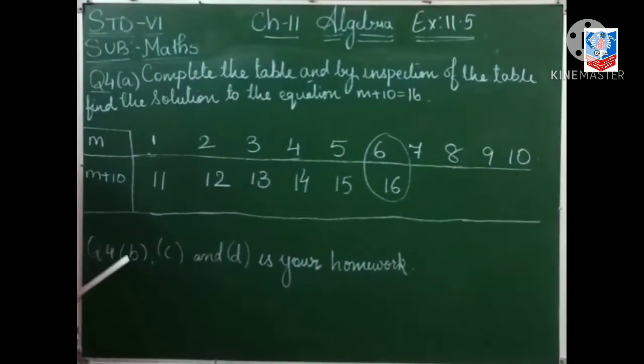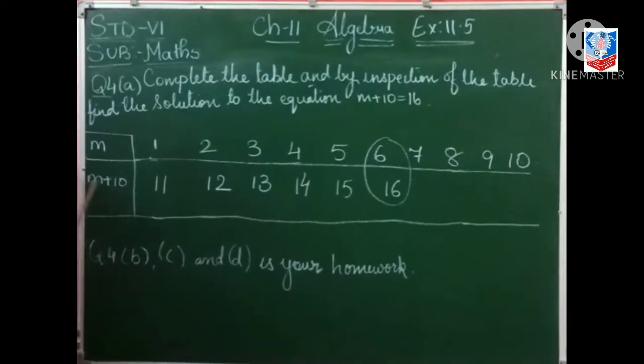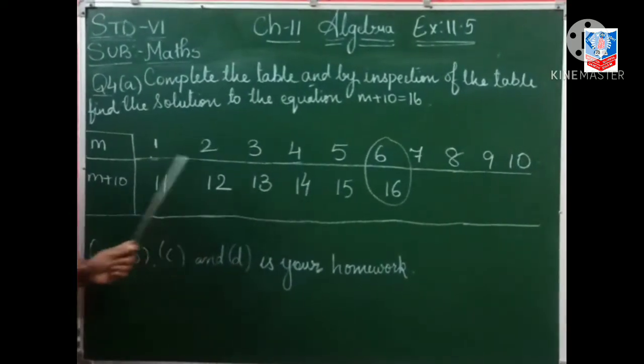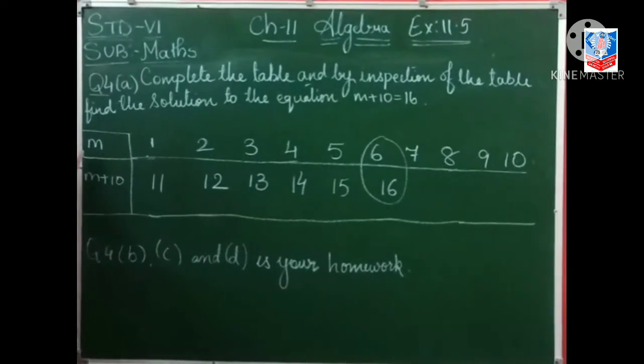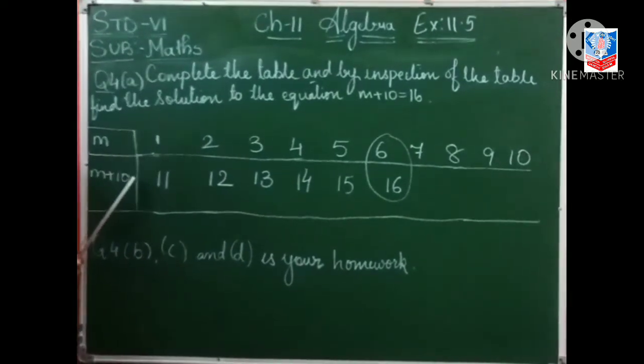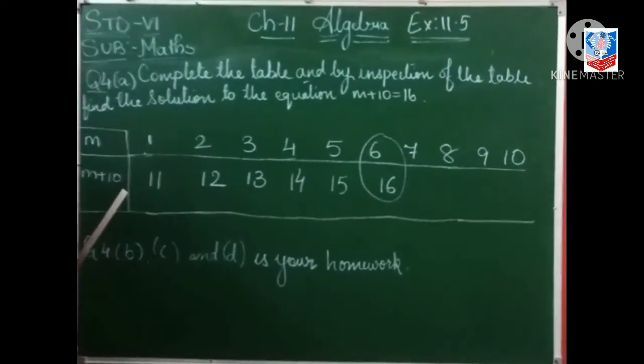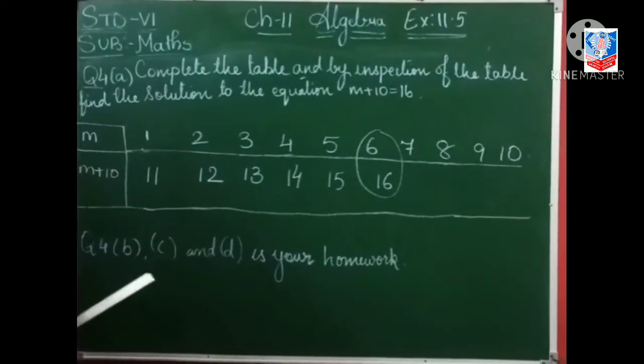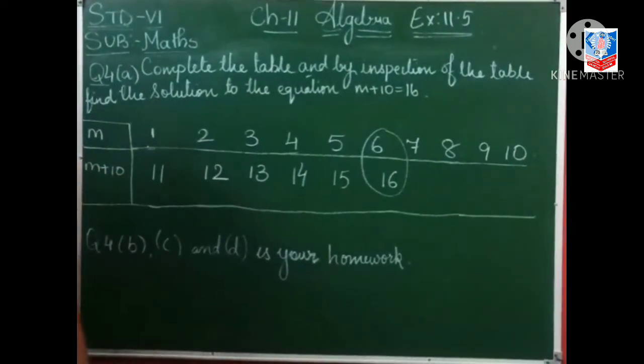Question number 4. B, C and D. This is just like this sum. In one sum it is multiplication, in one sum it is division, and in the third one it is minus. So this is your homework.